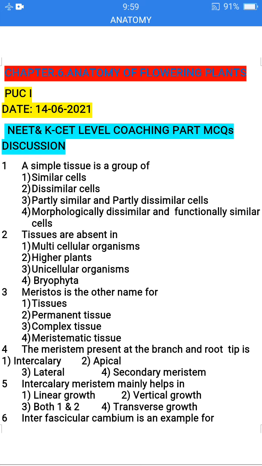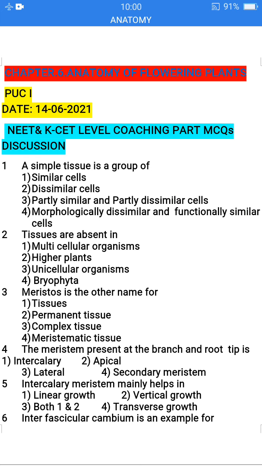Then let's go to the next question, the fourth question. The meristem present at the branch and root tip is. Let's see the options. First option, intercalary meristem. Second one, apical meristem. Third one, lateral meristem. And fourth one, secondary meristem. Can you guess the answer? Yes, it is absolutely the second one, apical meristem. The meristem present at the branch and root tip is called apical meristematic tissue.